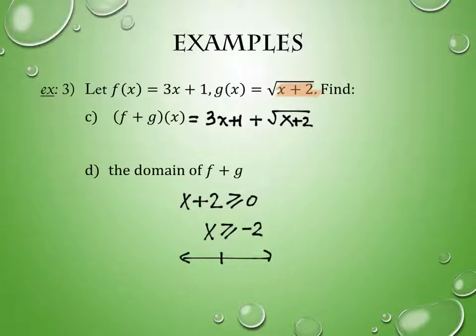And if I were doing that here, how will that be different when I record it in interval notation? Yeah, I use a bracket. So this would be negative 2 to infinity.